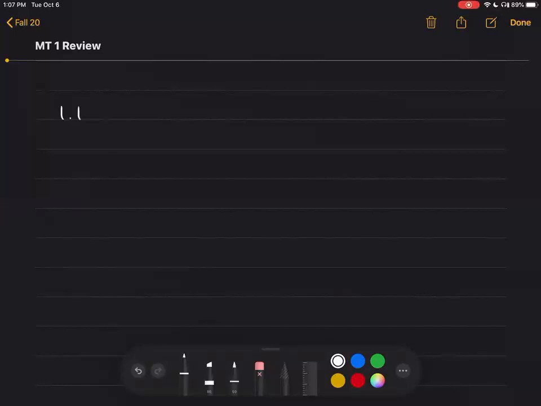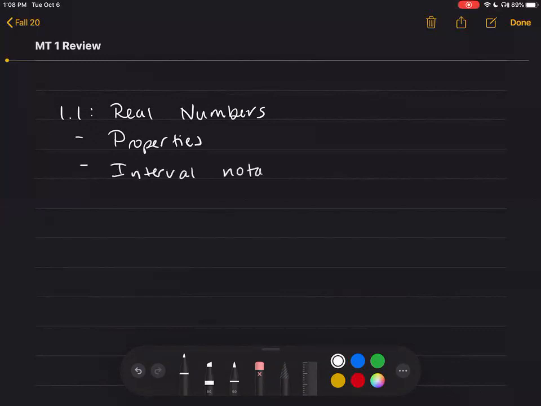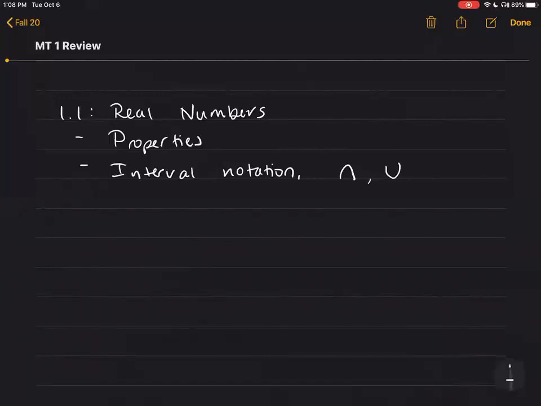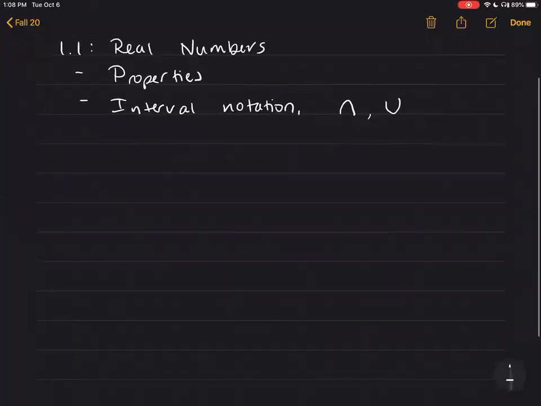So first, section 1.1, that was real numbers. And in it, we covered properties. So that was commutativity, associativity, and my favorite, distributivity. And we also did some things with interval notation. And that includes things with intersection and union, right? So section 1.1, really short.